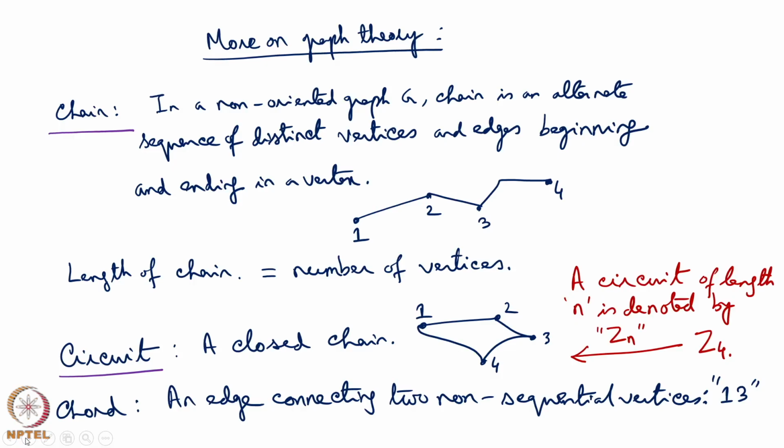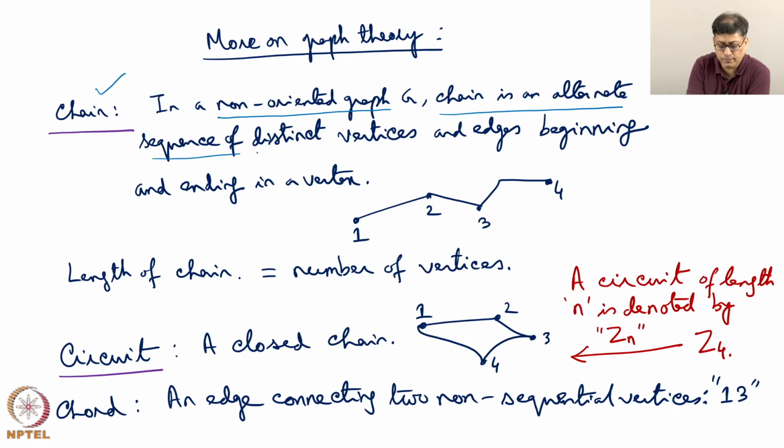We will now see more about graph theory. These concepts are useful if you go into the detail of biostratigraphic studies. Let us see chain. What is a chain? It is a kind of a non-oriented graph. That means we are going to see a graph where there are no arrows. If A and B are connected, you can move from A to B, also you can move from B to A. A chain is an alternate sequence of distinct vertices and edges.